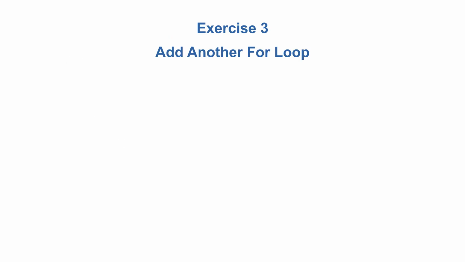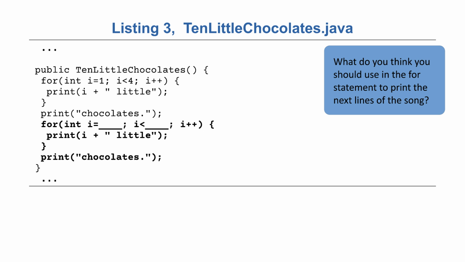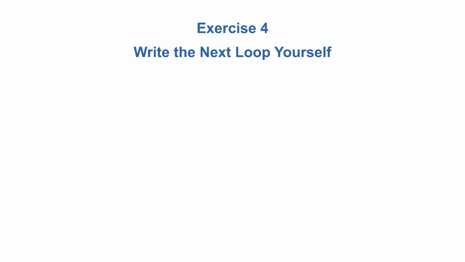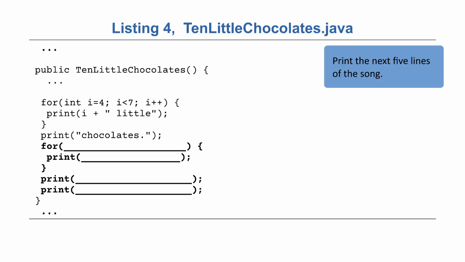Exercise 3. Add another for loop. What do you think you should use in the for statement to print the next lines of the song? Run it. What happened? It should have printed the next 4 lines of the song, 4 little, 5 little, 6 little chocolates. By now you can probably guess how to write the code to print the next 5 lines of the song. 7 little, 8 little, 9 little chocolates, 10 little chocolate bars. Exercise 4. Write the next loop yourself. Print the next 5 lines of the song. Run it. What happened? It should have printed the next 5 lines as expected, ending with 10 little chocolate bars.